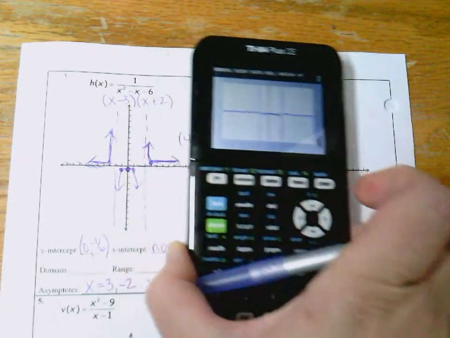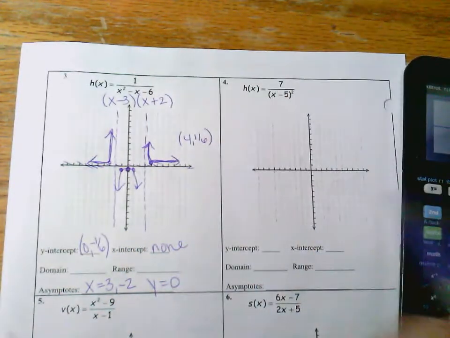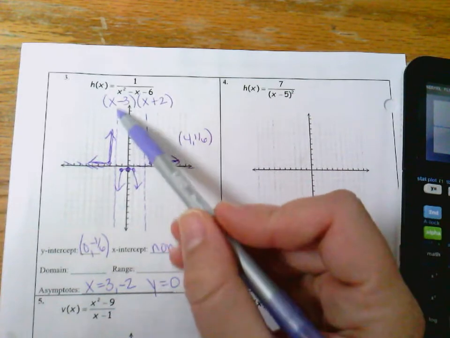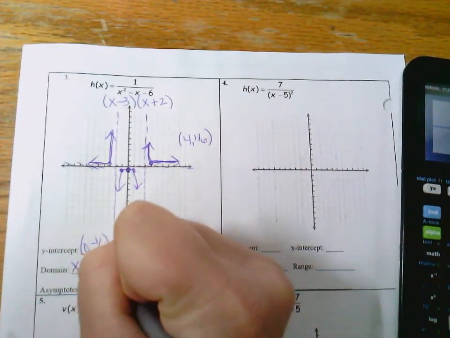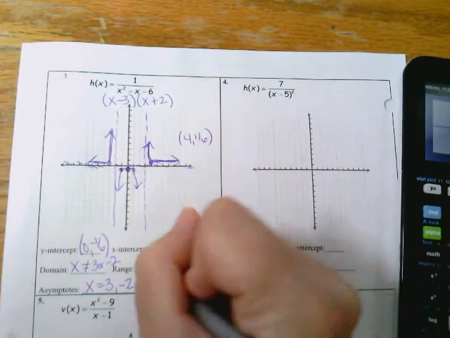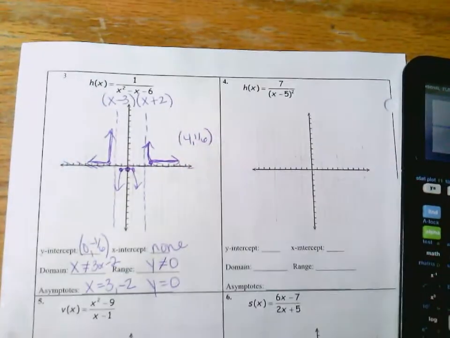So it looks pretty good, right? So my domain is everything except my two asymptotes. X cannot equal 3 or -2, and my range is Y cannot equal 0.